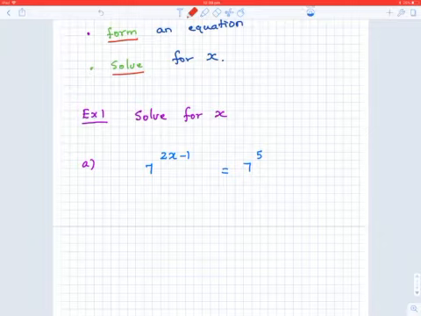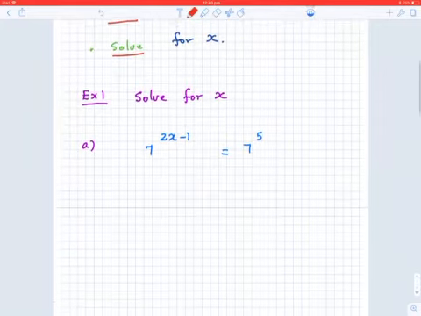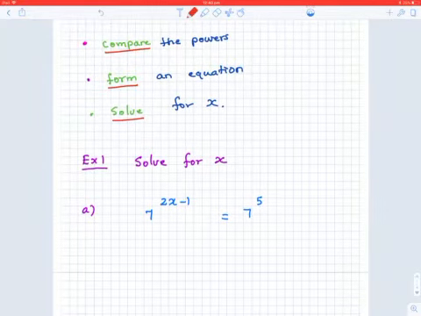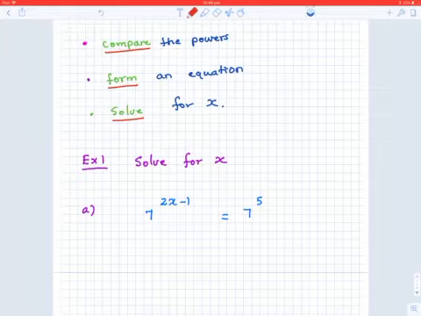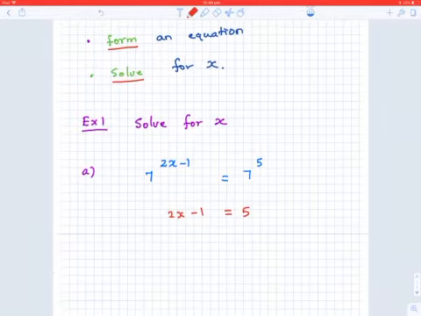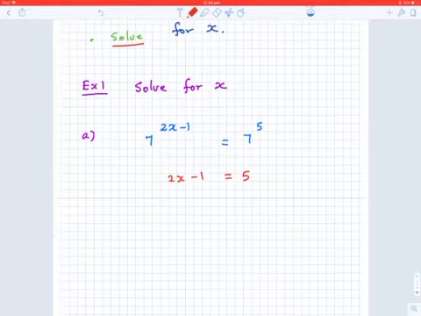Now there is a question. We start with the question, solve for x. The question is 7 power 2x minus 1 equal to 7 power 5. First we see whether the bases are the same. You don't need to change the base because the base is already the same. Then the next step is compare the powers. When I compare the powers, I get 2x minus 1 equal to 5.